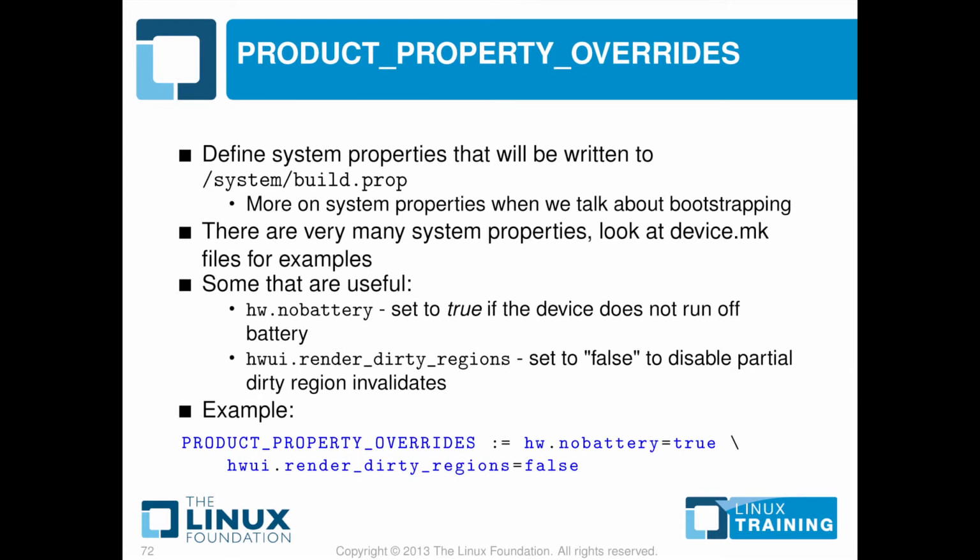One other thing I want to look at within the device.mk, you can do product_property_overrides. This is a place where you get to define Android system properties, which define how Android behaves. And again, on the slide, we've got a couple of examples here, which are pretty common in this kind of thing. We have hw.noBattery, which says this device doesn't have a battery. And we have hwui render dirty regions, which is a tweak which improves the GPU performance in this particular case.